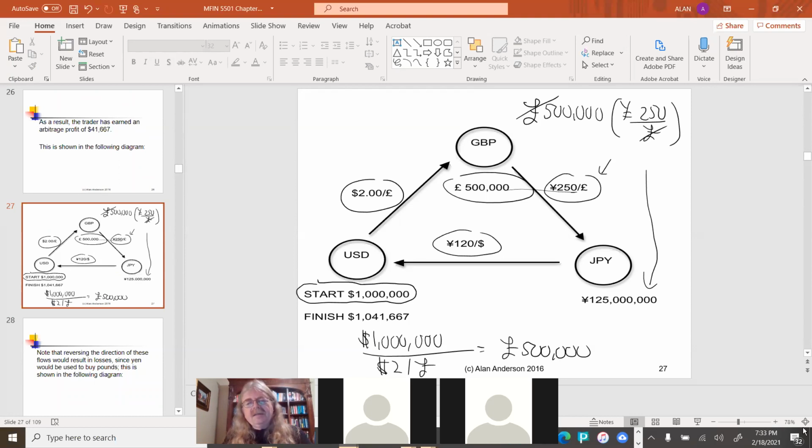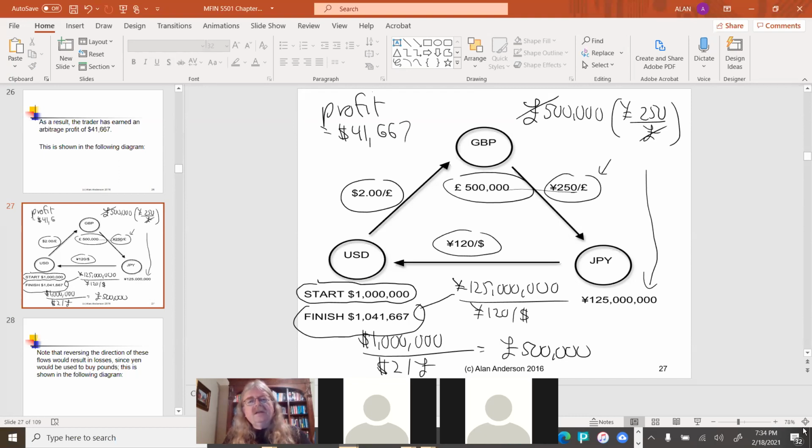Now I'm going to take my yen back to the United States. I'm going to take 125 million yen and divide that by the dollar-yen exchange rate. And that's going to leave me with $1,041,667. So did I make money? Why, yes, I did. I made $41,667 in arbitrage profits.